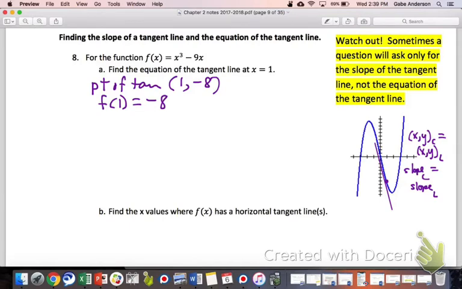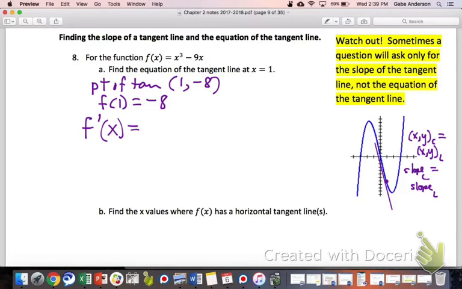But now we have to find the slope of the tangent line. And when I say slope of the tangent line, what is that? That's the derivative, right? That's going to be f prime of x, or dy dx. So let's find that. So f prime of x, the easiest way to find this is going to be to use the power rule.